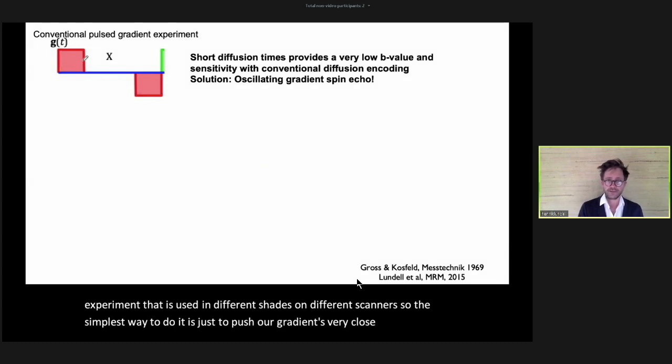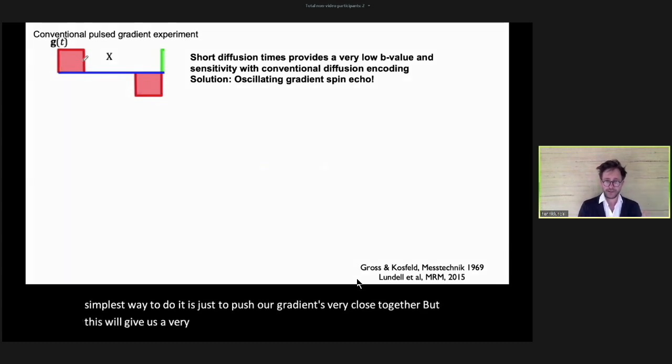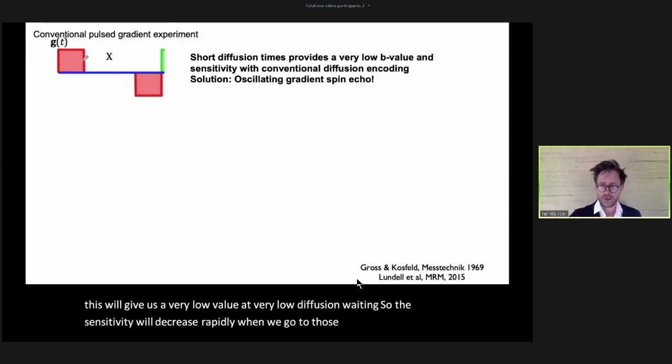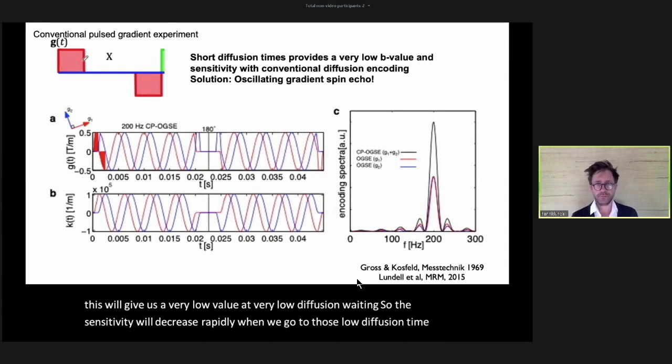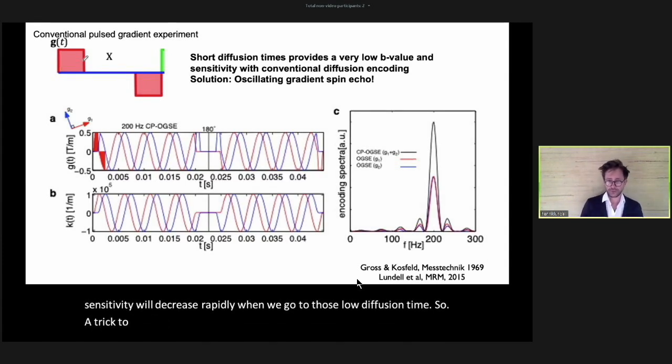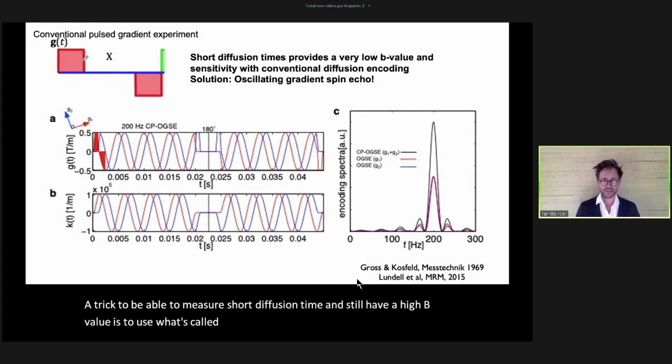But this will give us a very low p-value, a very low diffusion weighting. So the sensitivity will decrease rapidly when we go to those low diffusion times. So a trick to be able to measure short diffusion times and still have a high p-value is to use what's called oscillating gradient spin echo, or OGSE.